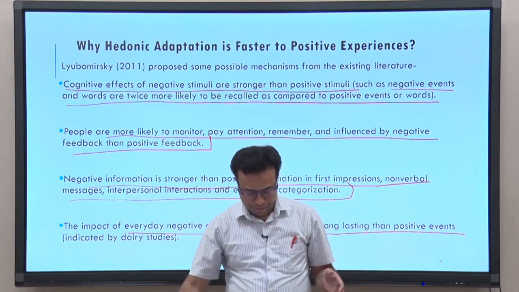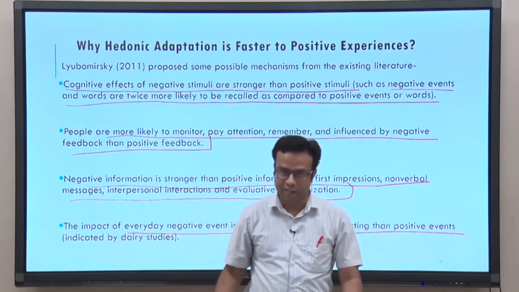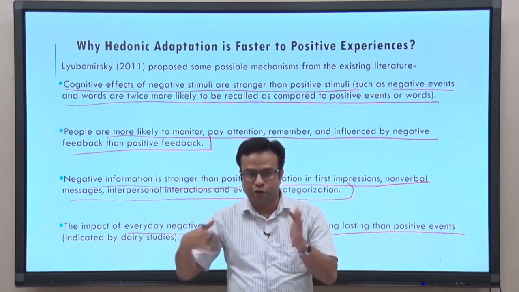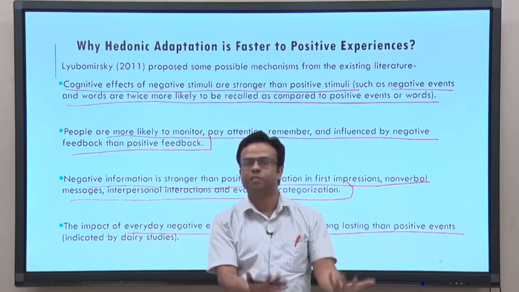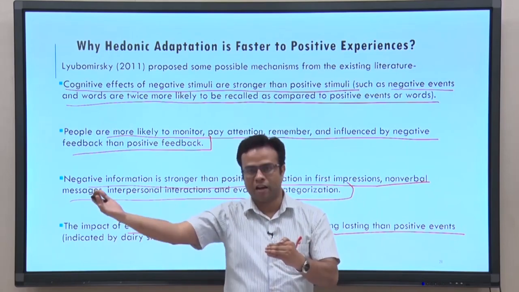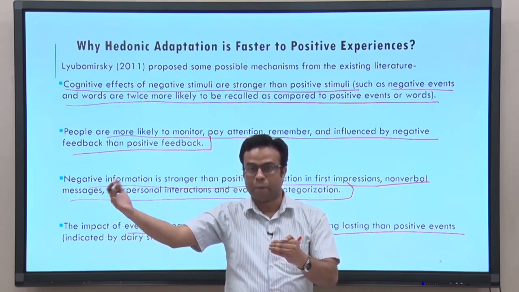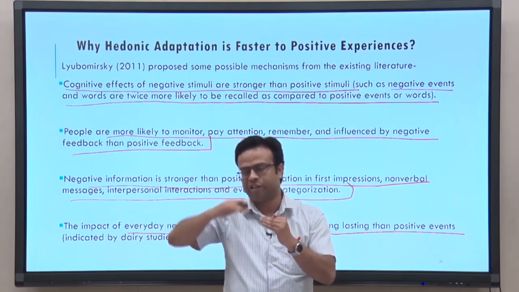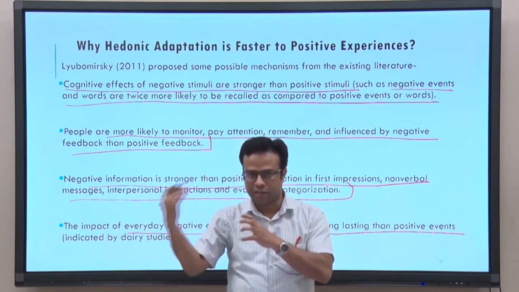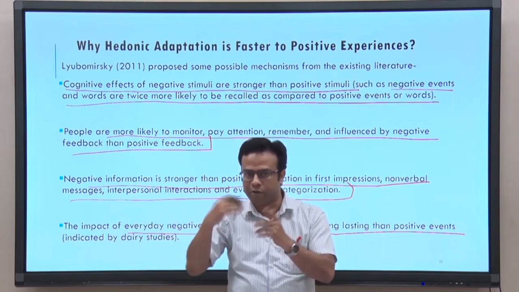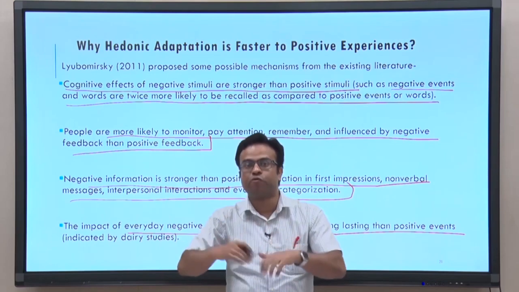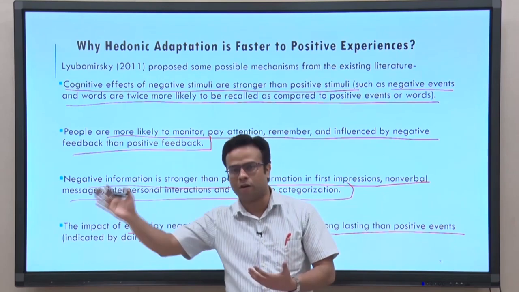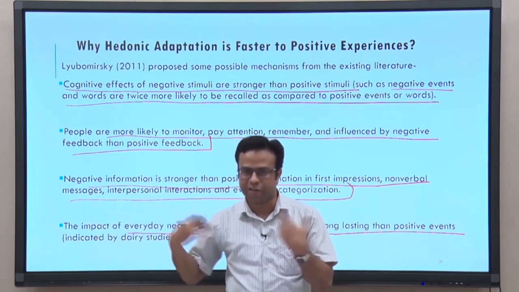So, with this, I will end today's lecture. In the next lecture, we will talk about how, despite these barriers, we can enhance our happiness level. Is it possible to have sustainable happiness? We will discuss this in the next lecture. Next lecture, we will talk about the sources of optimism. Despite this pessimism, how can we increase our happiness level by certain interventions?